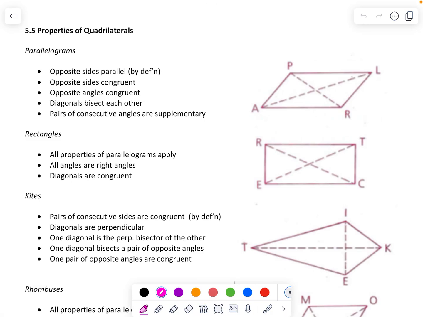Right, today we're going to look at all the properties of quadrilaterals. In the previous section, we defined these quadrilaterals by definition, but now we're going to look more specifically at all the properties that each of these quadrilaterals have. First of all, anything that relates to sides, I'm going to write in pink. Anything that relates to angles, I'm going to write in blue. And anything that relates to the diagonals, I'm going to write in purple.